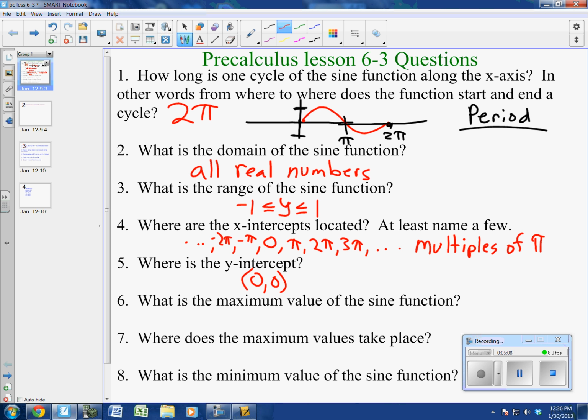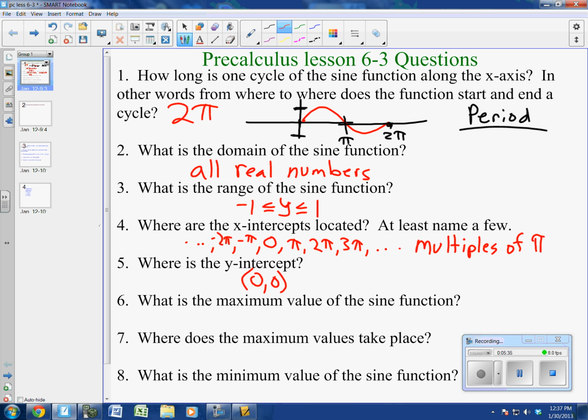I always remember that the sine function starts at 0, 0. When I want to check to see if something's a sine function or cosine function, I go look at where it crosses the y-axis. Do you understand that? Now we're going to learn about horizontal shifts and period changes later on, and it might not cross there. But if it hasn't had a shift of any kind, then you know it's a sine function if it goes through 0, 0.